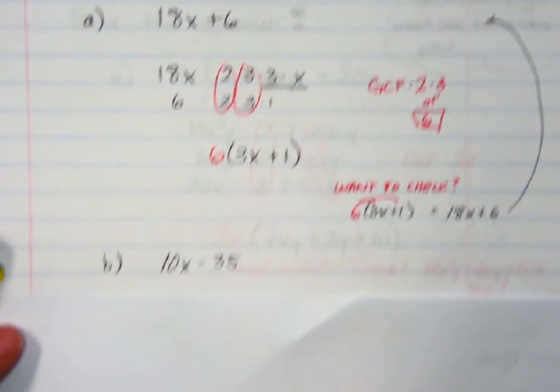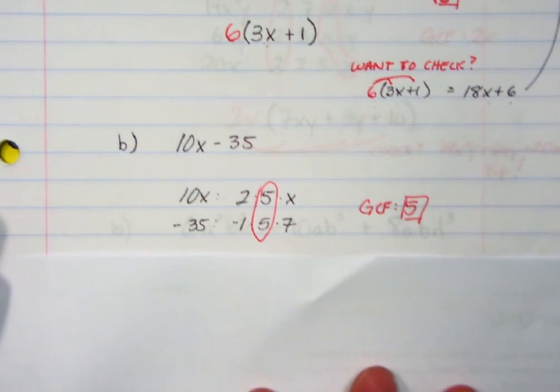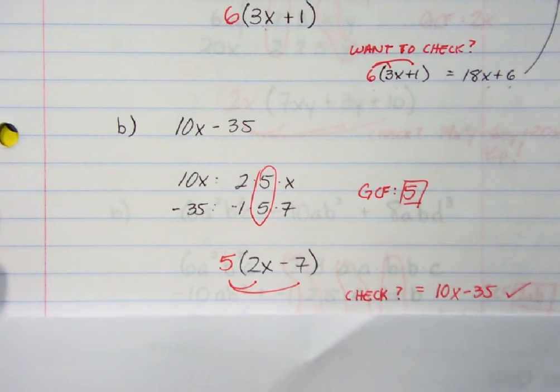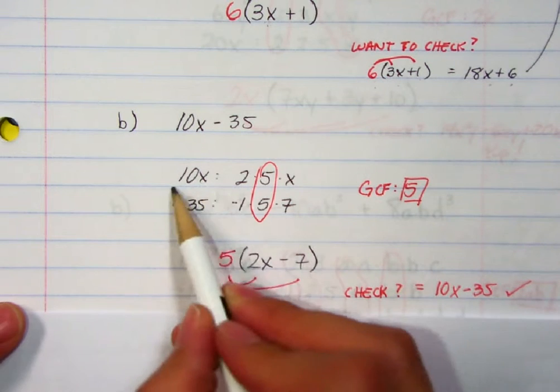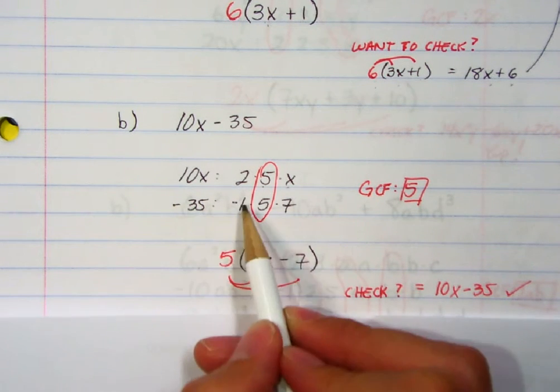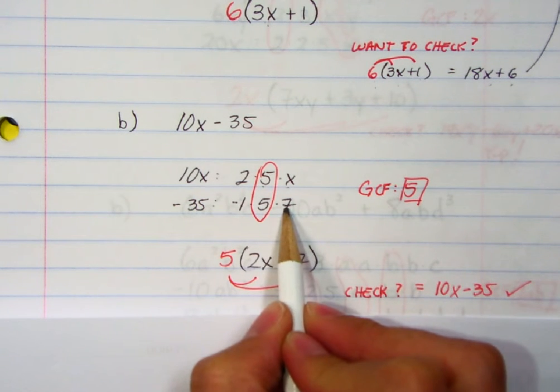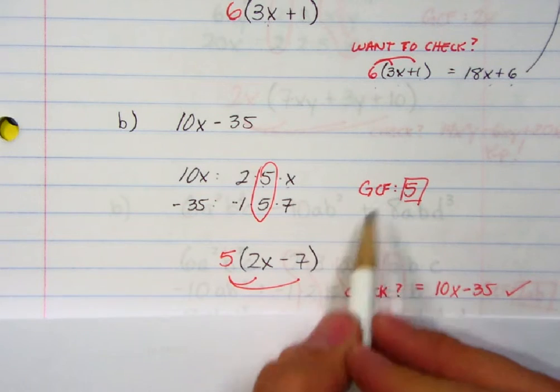All right, next one. Pause the video, try it out. Okay, coming back, your GCF was 5, and this is how you check your work. 10x is 2 times 5 times x, negative 35. Anytime I see a negative, I just put a negative 1. It helps me out. A 5 and a 7. They have a 5 in common. That's the only thing that's in common.